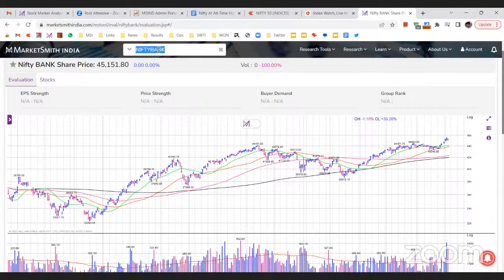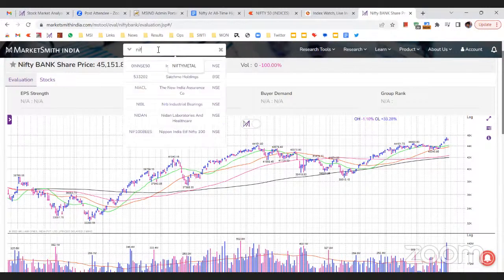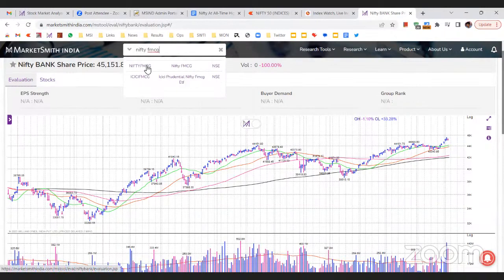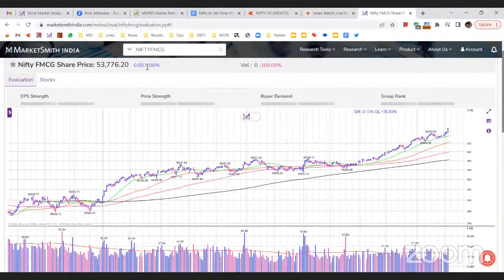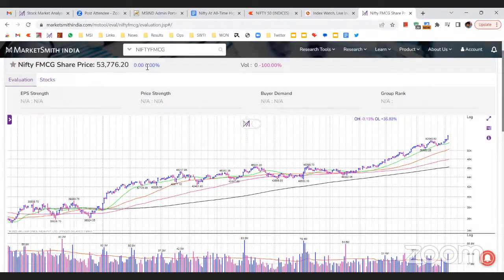So Nifty IT is an underperformer, whereas Nifty Bank is a clear outperformer in the current market scenario. Moving on to a few more indices before we go ahead into stock specific queries from the users. Another major index is FMCG. You can see clearly there is a good amount of buying happening in this space.